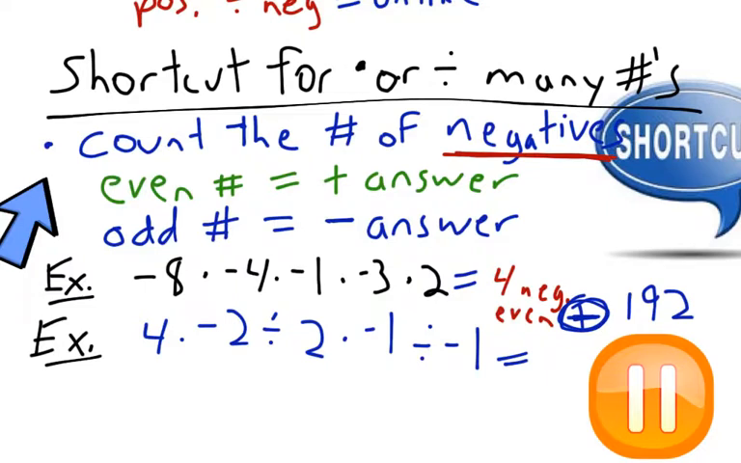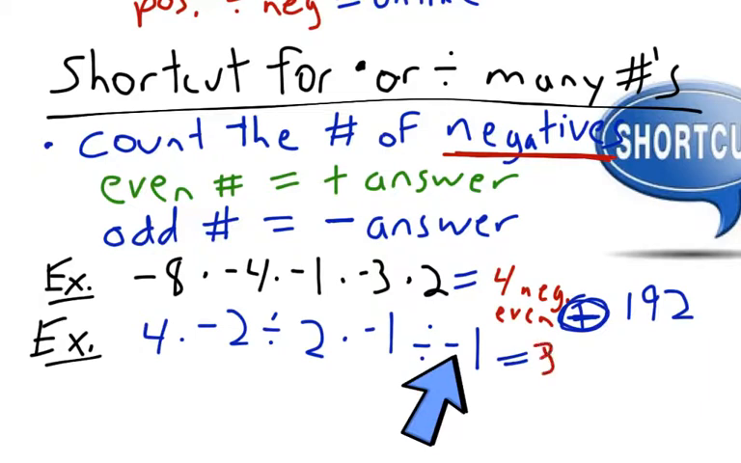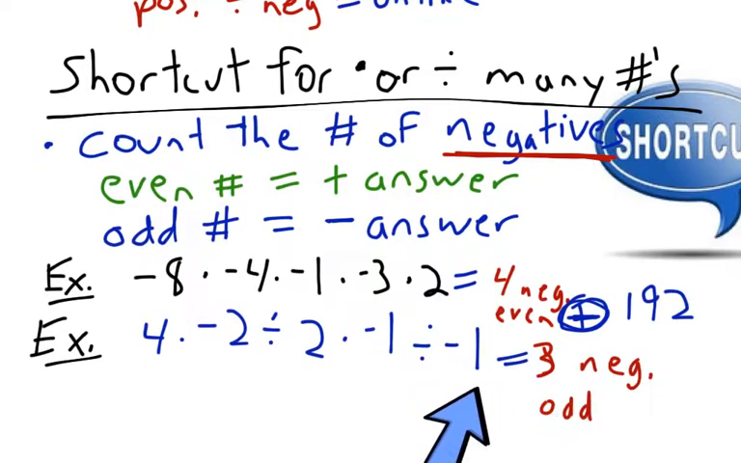And now for the solution. Counting our negatives, that's a positive, so I don't count it. There's 1, 2, 3 negatives. Is that what you got? So 3 negatives, and that's odd, so that means an odd number of negatives is a negative answer, so it's going to be a negative answer. Is that what you got?